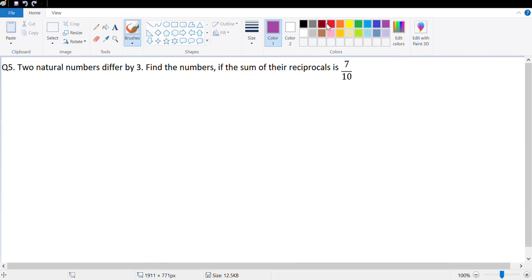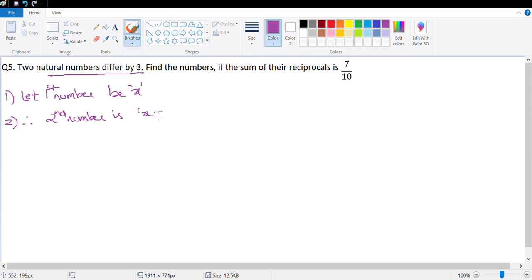Question number 5 says two natural numbers differ by 3. So, let the first number be x. Therefore, the second number is x plus 3. They differ by 3. So the two numbers are x and x plus 3. Find the numbers if the sum of their reciprocals is 7 by 10. So what's given to us is the sum of reciprocals, which is 1 upon x plus 1 upon x plus 3, is given equal to 7 upon 10.